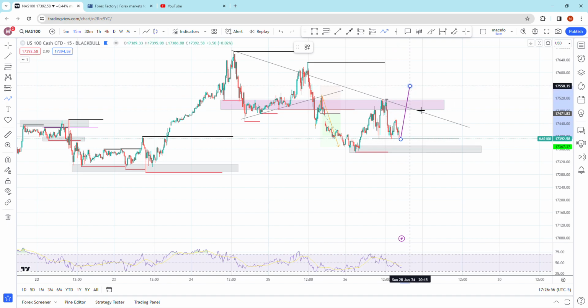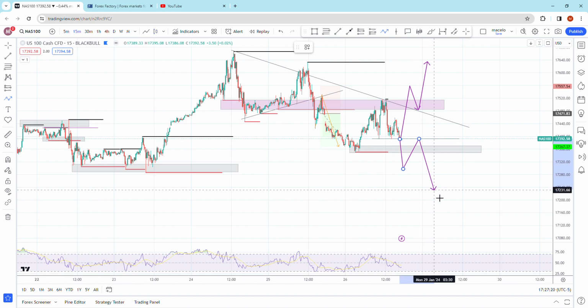So until price breaks this, I'm looking for sells. Until price breaks that, I'm looking for sells. That's what I look for right there. And this is my first target there. But for now, if price can give me a break of this area, I'll wait for it to retest either this area or around here, and then I'll start selling again.